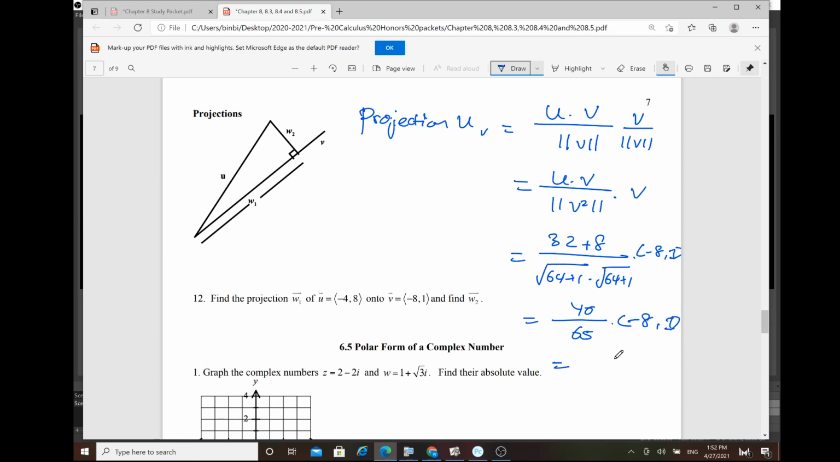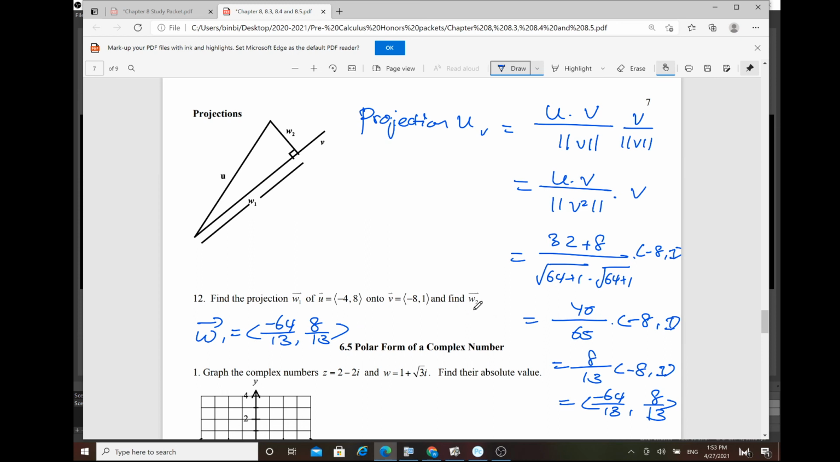So what we found here is 40 over 65, reduce by 5, so we have 8 over 13. So negative 64 over 13, comma, 8 over 13. So this one just shows the projection, vector w1. It's negative 64 over 13, comma, 8 over 13.